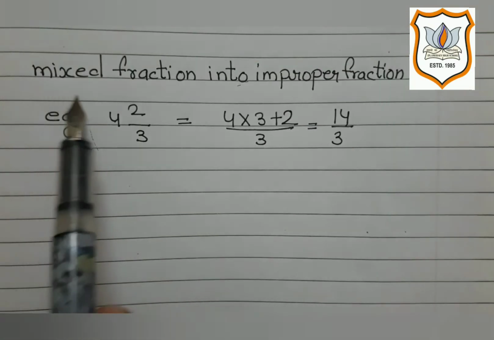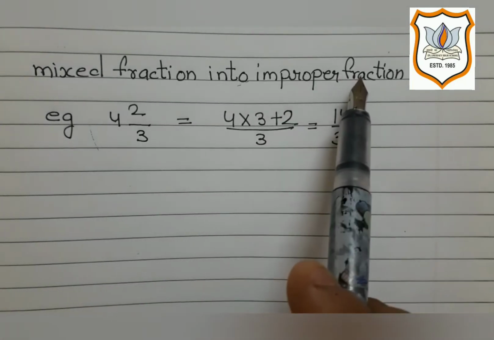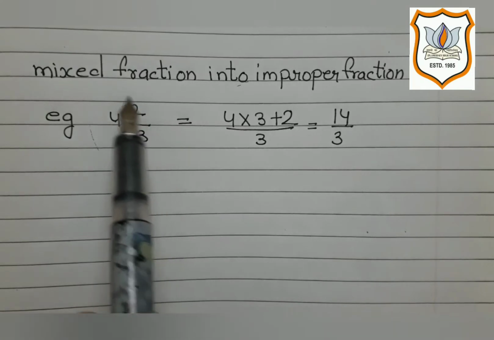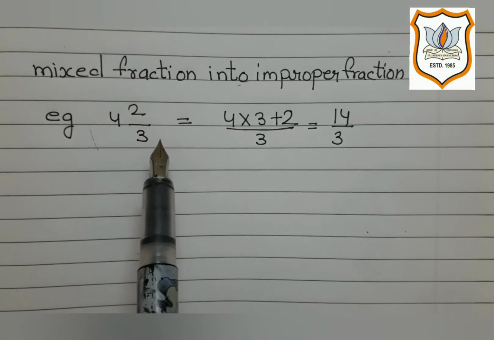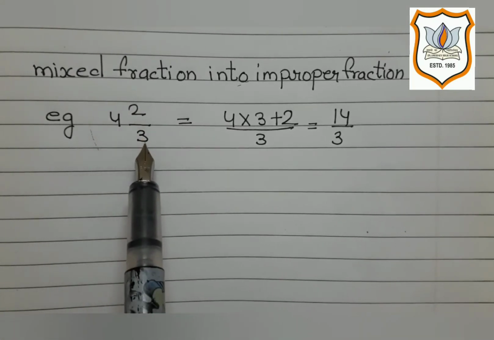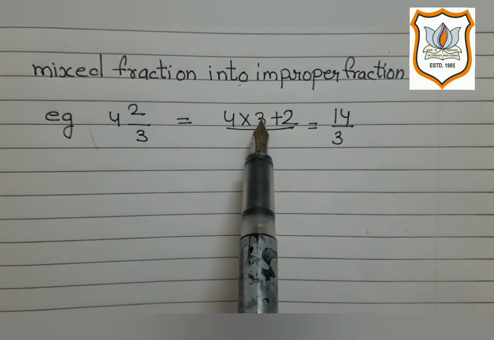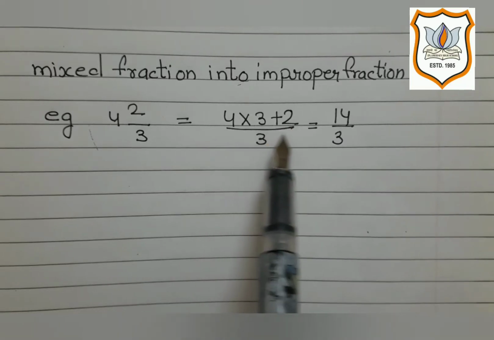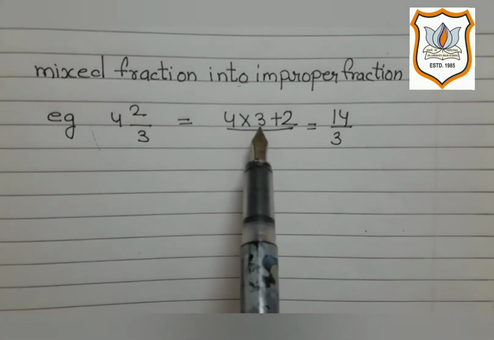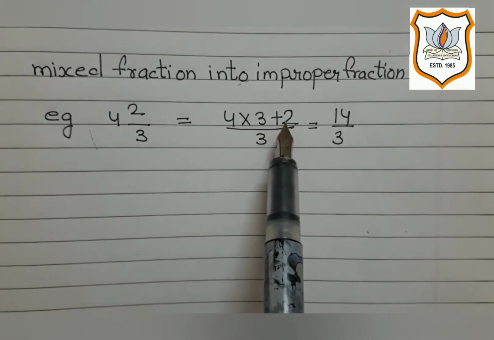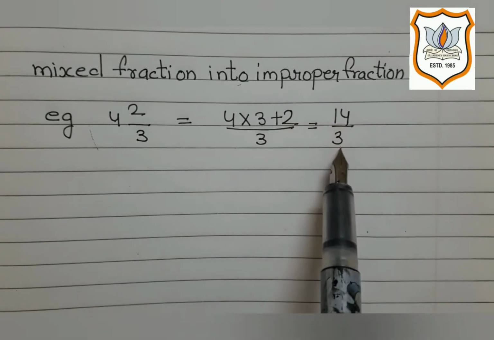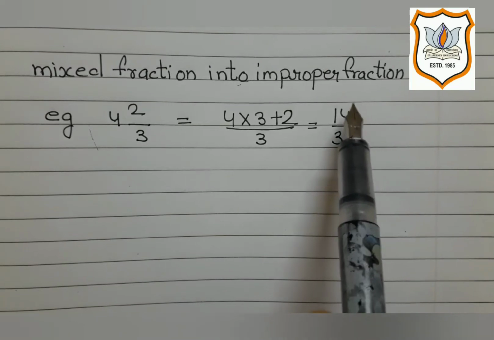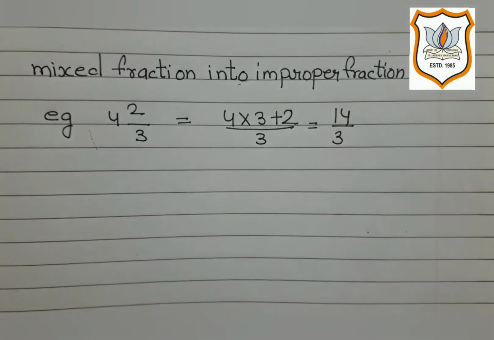Now we convert mixed fraction into improper fraction. Example is 4 2 upon 3. In this mixed fraction, first we multiply 4 into 3. Then we add 2 to it, plus 2 upon 3. 4 3s are 12. 12 plus 2, answer is 14 upon 3. So the answer will be 14 upon 3 and 14 upon 3 is an improper fraction.